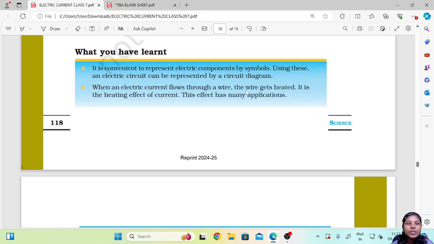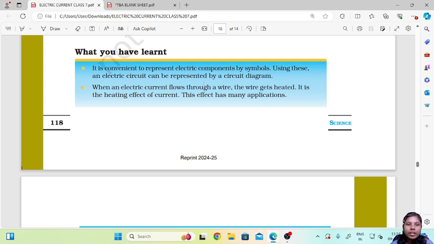Now in this chapter, what we have learned is that it is convenient to represent electric components by symbols. Using this, an electric circuit can be represented by a circuit diagram. What they are saying is that using symbols for electric components, it is much simpler and easier to draw the circuit. It is like using smaller symbols. You are not drawing a whole big circuit showing everything.